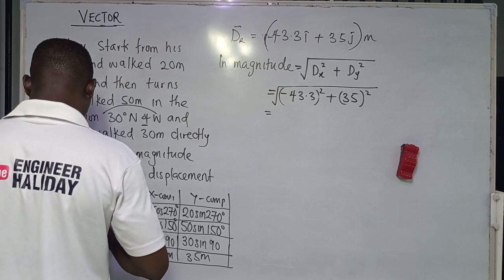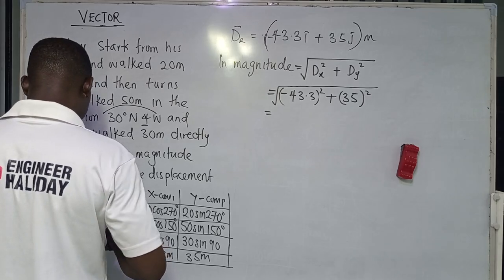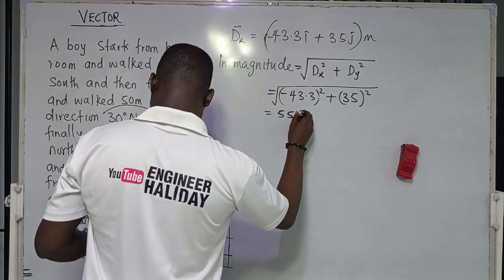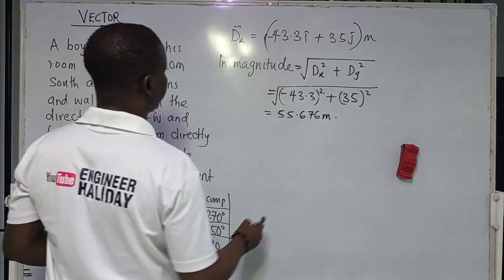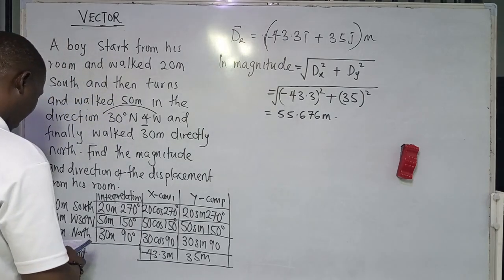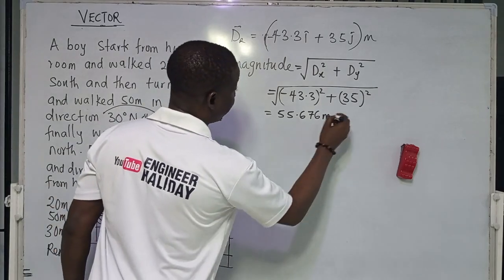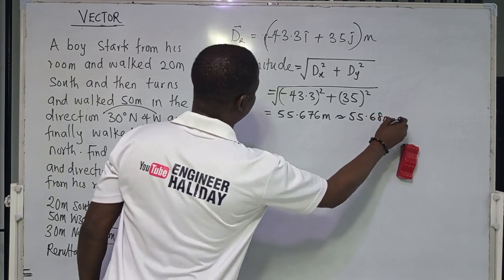If you press your calculator, you are going to have minus 43.3 all squared plus 35 squared, then square root of everything. You are going to have 55.676 meters. You can press your calculator to confirm it. So that is what we are going to have, which is approximately 55.68 meters.